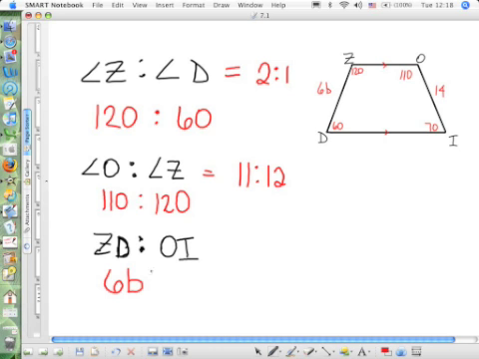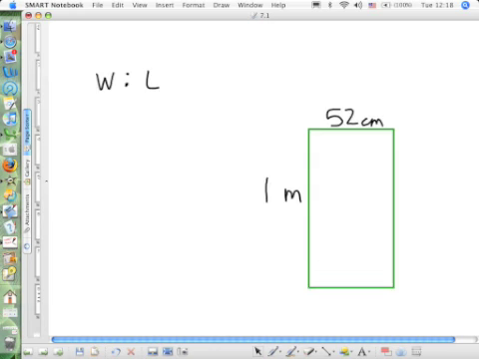What's the measure of OI? 14. What is this reduced to lowest terms? 3B to 7. You can't figure out B because you don't have an equation here. You simply have a comparison going on. You can reduce 6 and 14 by 2, but the B is still there. All right, so taking numbers and reducing them. Okay? Now suppose I told you that here are the dimensions of a poster or something.